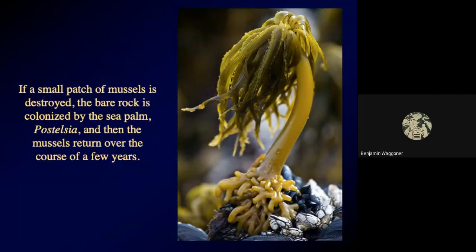If you destroy a small patch of mussels, which you could do experimentally, but also sometimes happens naturally, if a rock gets overturned or something, the bare rock gets colonized by a brown alga called Postelsia, the so-called sea palm. Very nice holdfast and stipe and blades visible right there. And then the mussels return over the course of a few years. So that's the course of ecological succession: Postelsia first, and then it slowly gets replaced by mussels.